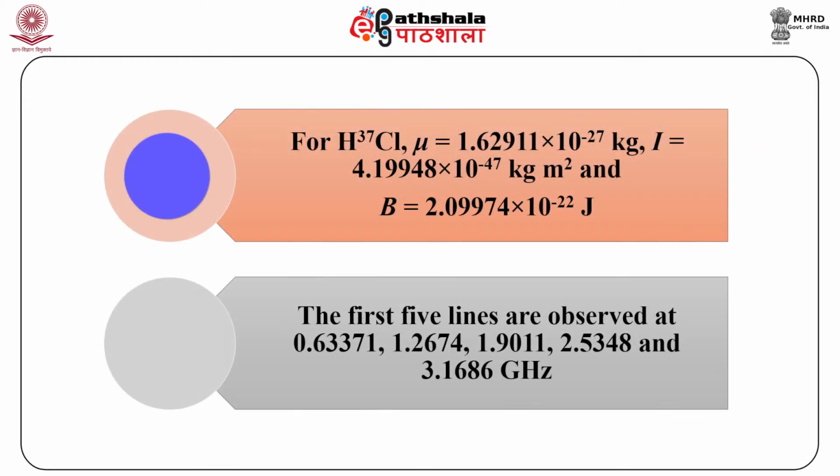You can do a similar calculation for H37Cl, for which the reduced mass is calculated as 1.62911 into 10 raised to the power of minus 27 kg.